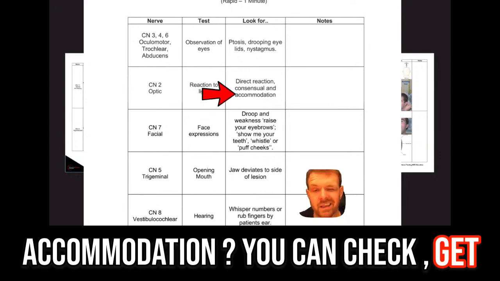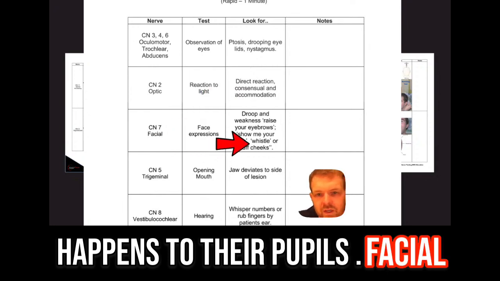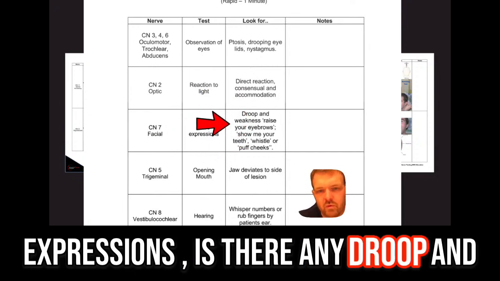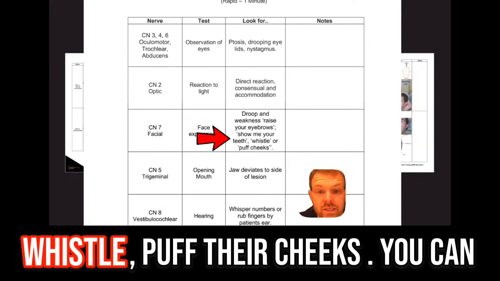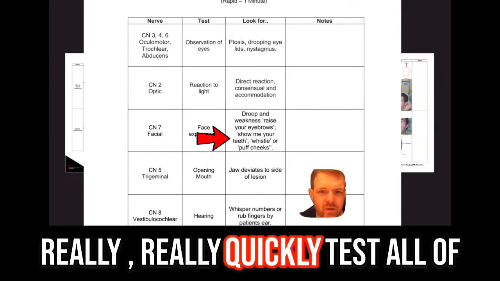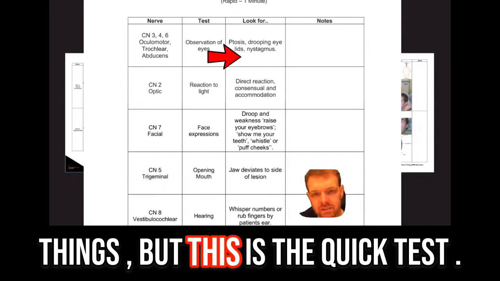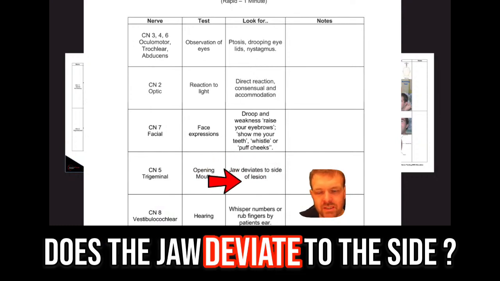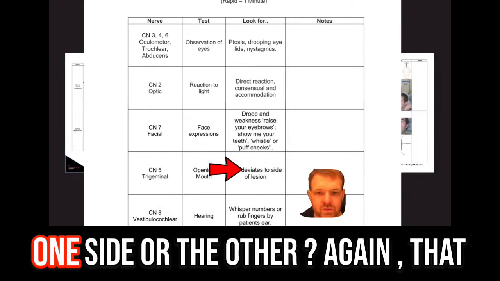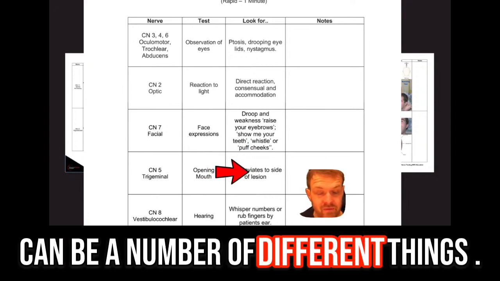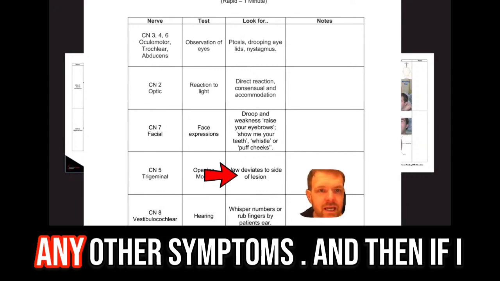You can get them to close their eyes and cover an eye just to see what happens to their pupils. Facial expressions, is there any droop and weakness? So get them to raise their eyebrows, bare their teeth, whistle, puff their cheeks. You can really quickly test all of these. If there's a problem with the trigeminal, it obviously does more things, but this is the quick test. Does the jaw deviate to the side as they open their mouth? It will deviate to one side or the other. Again, that can be a number of different things, but we would do that test just to see if it corresponds to any other symptoms.